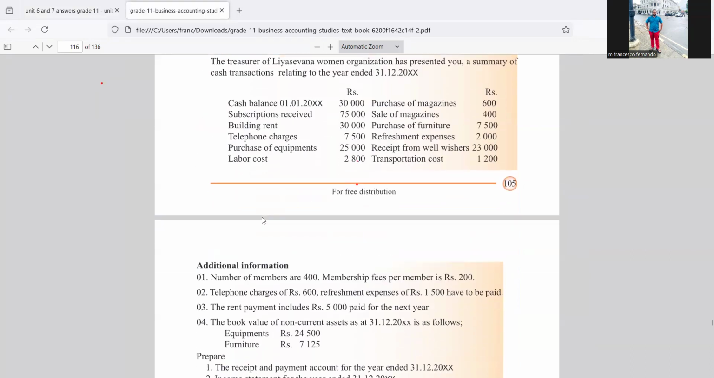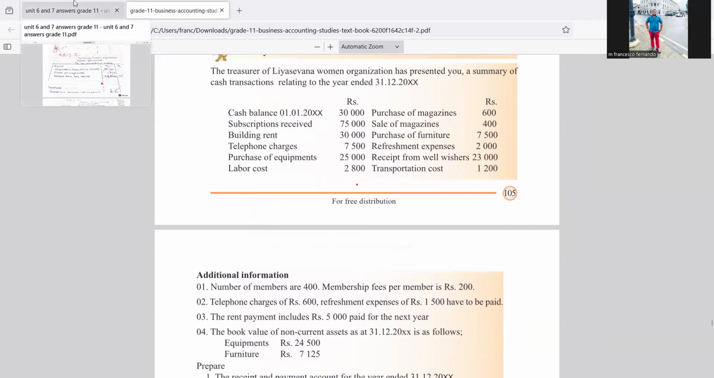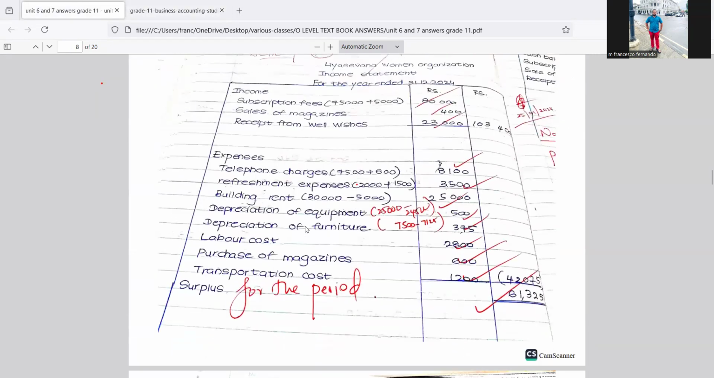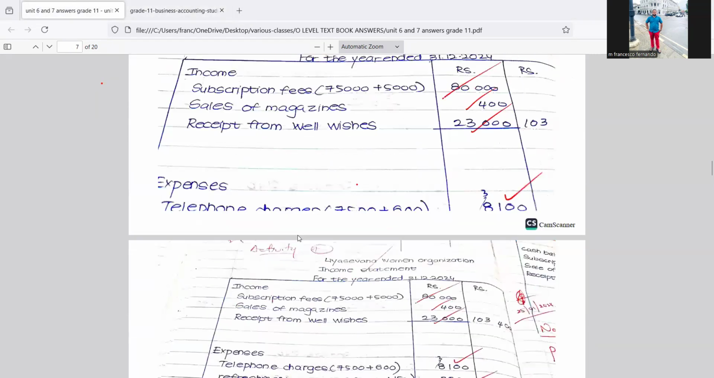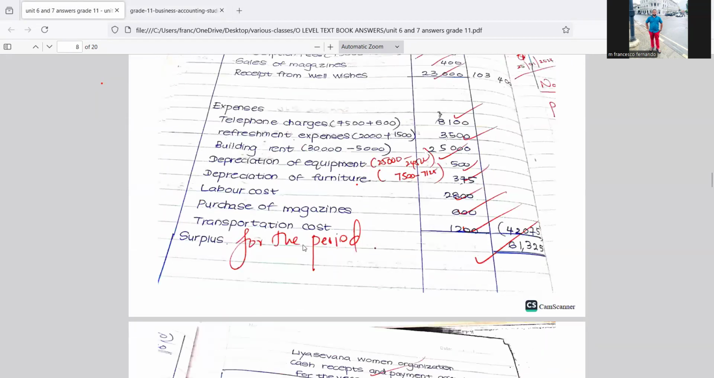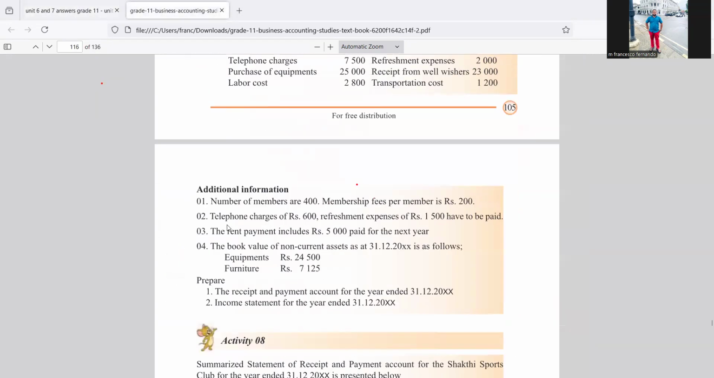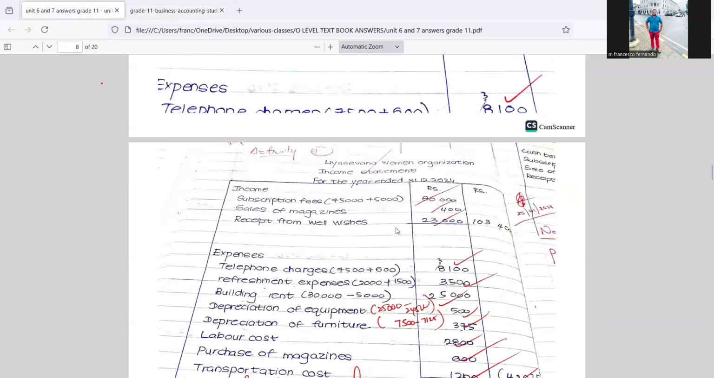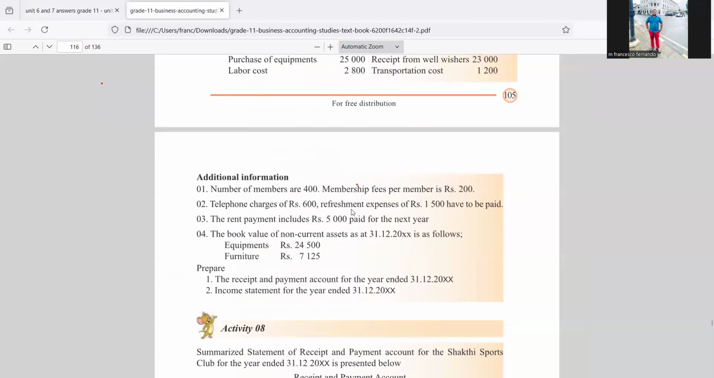Then if you take activity 7, you are asked to prepare book. So this is the answer for activity 7. I'll be discussing only the adjustments of the income statement. So number of members are 400. Membership fees per member is 200. So what you have to do, record the amount relevant for the year. 400 into 200, it will be 80,000.